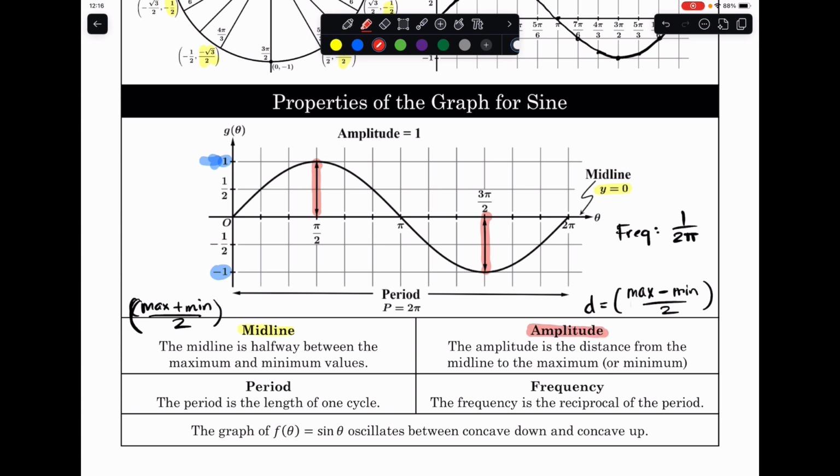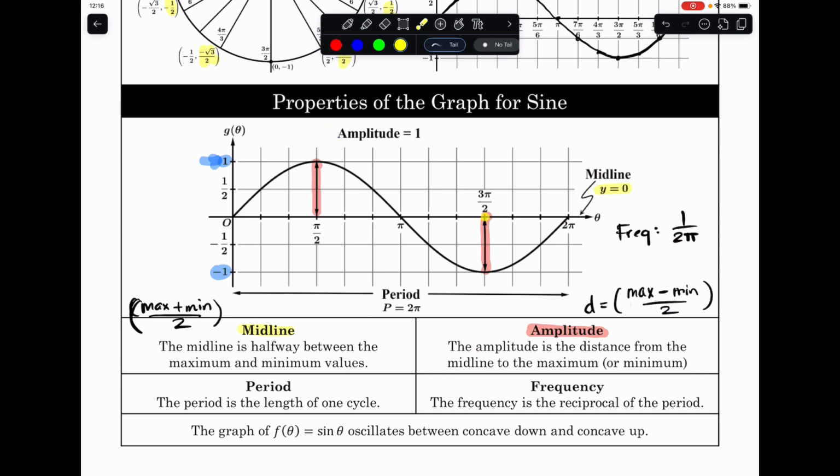And the way we can figure out what the amplitude is, we can simply count from the midline going up or down. As you see right here, this would be half and then another half. So that would be a whole unit of 1. So 1 unit. So our amplitude is equal to 1 because of that.